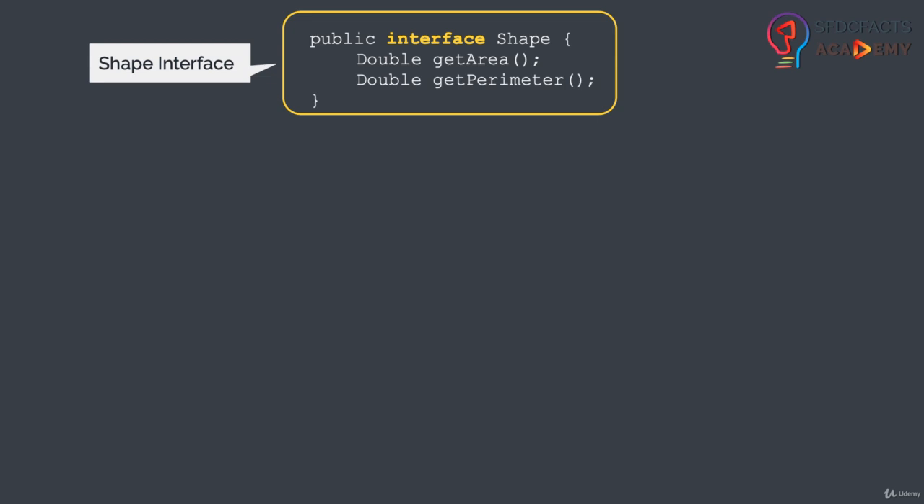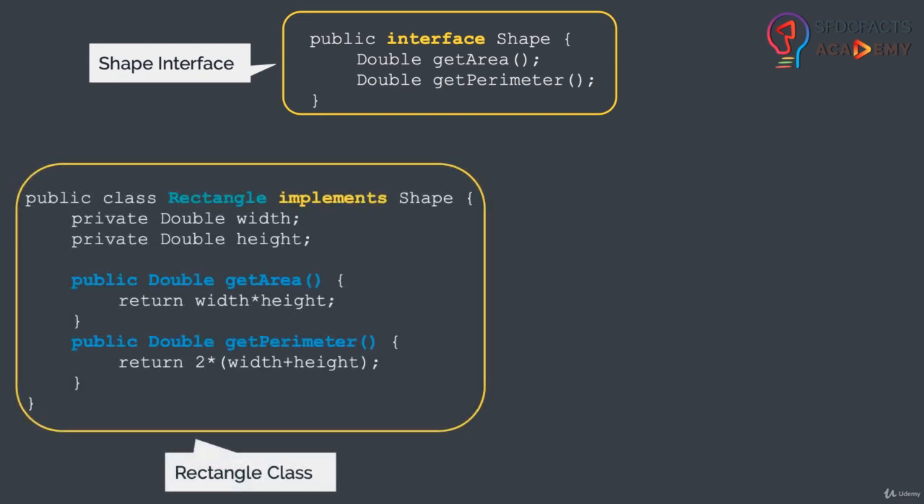Now we have a class called rectangle, and this class inherits our shape interface with a special keyword called implements. Any class can inherit multiple interfaces. So let's say along with the shape, if you want to inherit another interface as well, then you can give the name of that interface here after a comma.